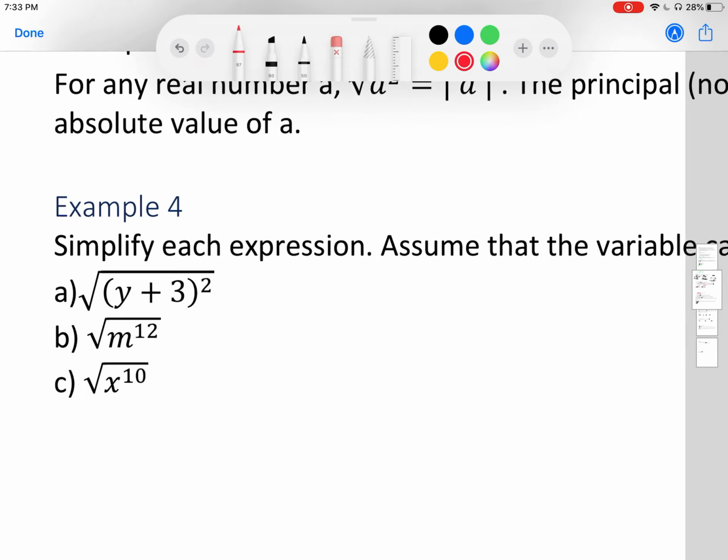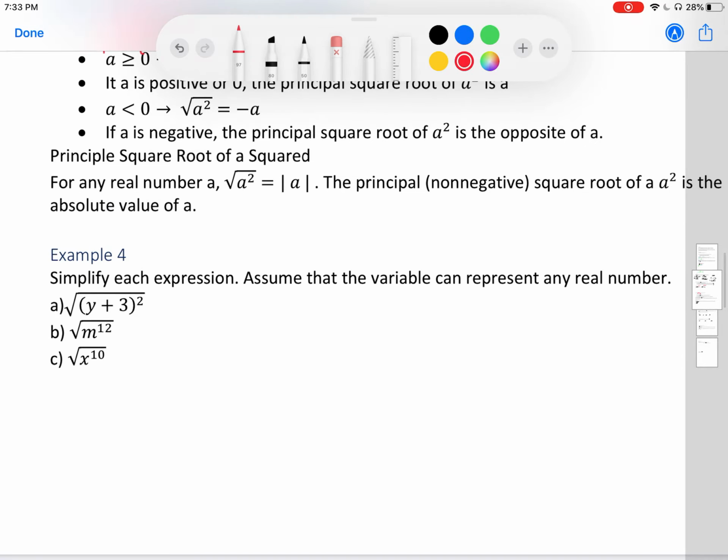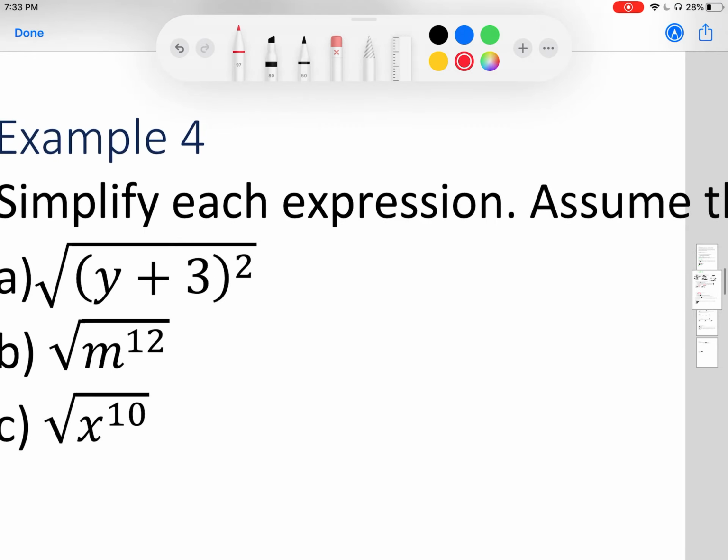Let's go ahead and look at these examples. Assuming that the variable can represent any real number. So what we notice here is I have a square root and a square. You're probably like, okay, my professor said they technically undo each other. So we're left with what's on the inside, but I want the positive only: the absolute value of y plus 3.